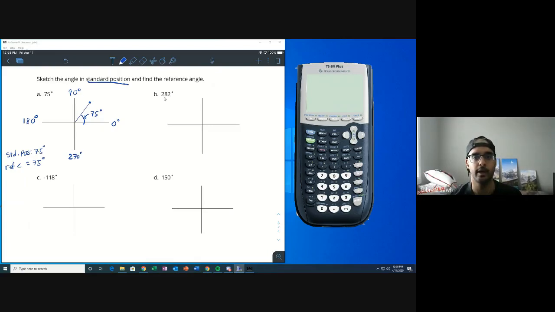For B, we've got an angle of 282 degrees. Now that's going to be in between 270 and 0. Okay, if you were to keep going all the way around a full revolution, this would actually say 360 degrees, and that would be 270. Okay, a full revolution around is going to make it right back to 360. So we're in the fourth quadrant here for this one. 282 is what we're drawing, so somewhere closer to 270.